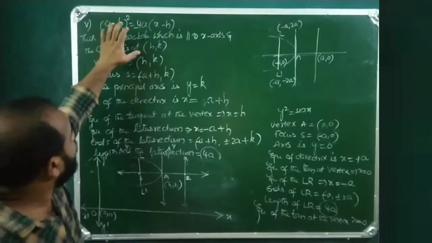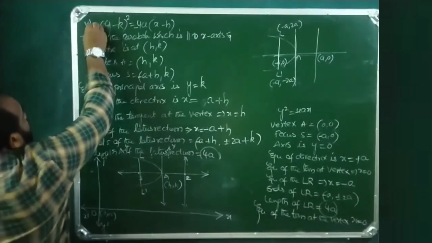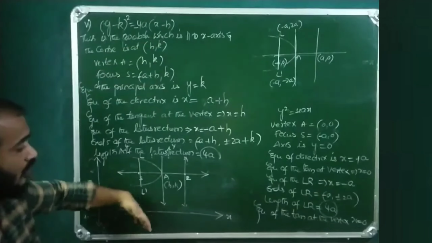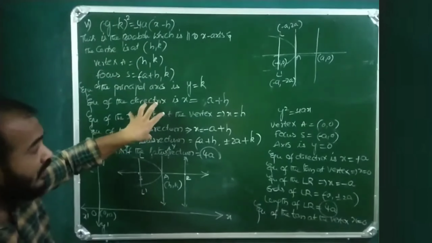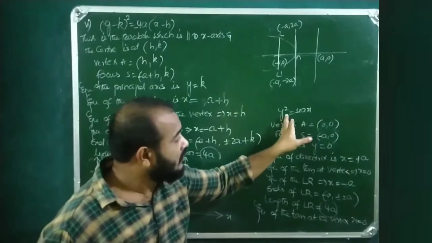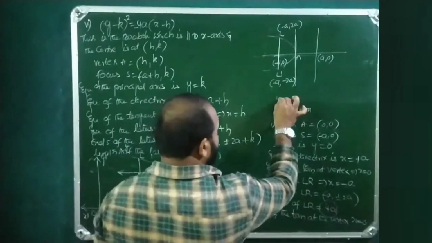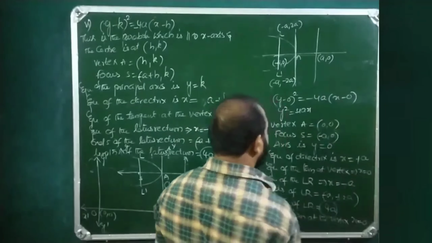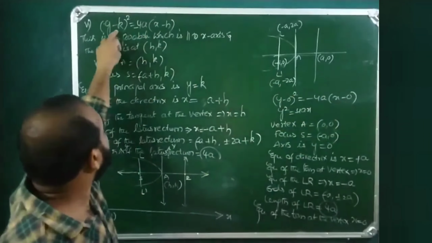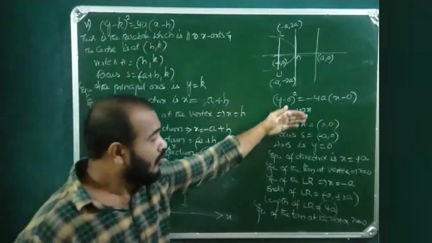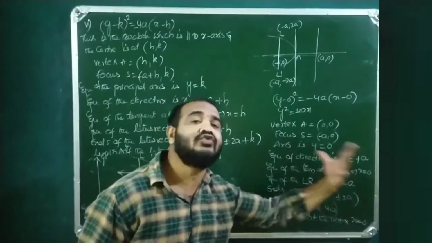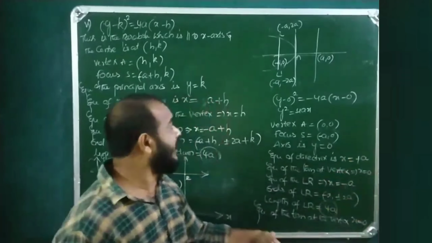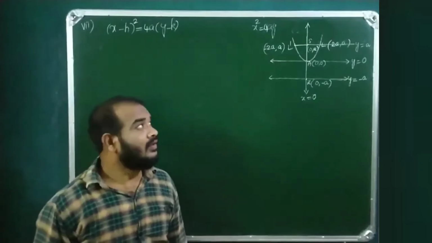Therefore, for this y minus k whole square is equals to minus 4a into x minus h. These are the things. This we have derived from y square equals to minus 4ax, because this can be written as y minus 0 whole square equals to minus 4a into x minus 0. Here in the place of 0 0, h comma k are added. Therefore, for all these x coordinates h will be added. For all these y coordinates k will be added, and then we got all these things.